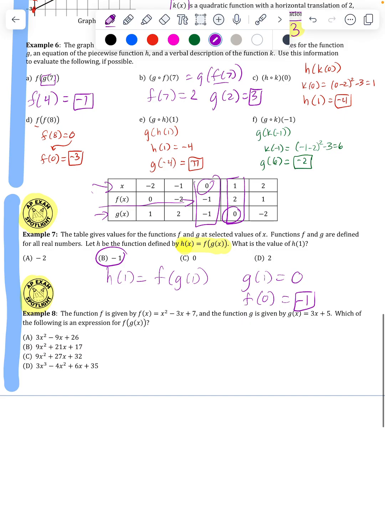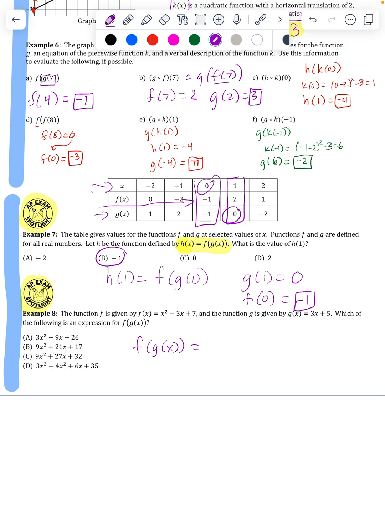100% you would need to know how to do this. The function f is given by f of x equals that, and g is given by this other expression. Which of the following is f of g of x? Okay, here we go again. F of g of x has not got a number, so I don't expect a number answer.